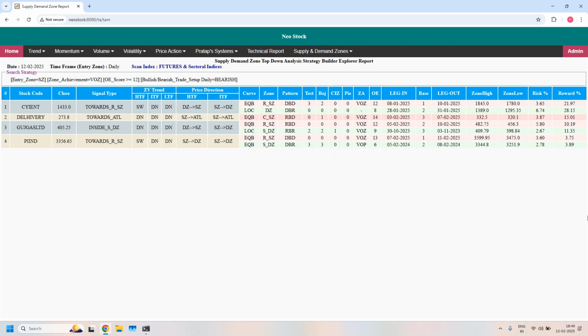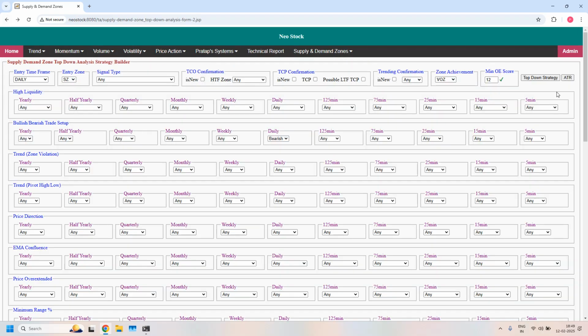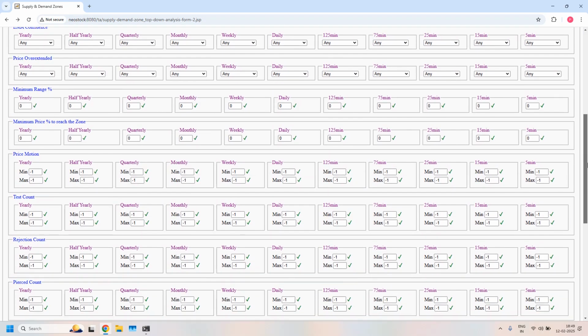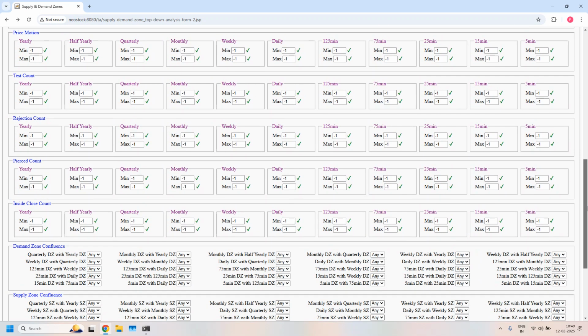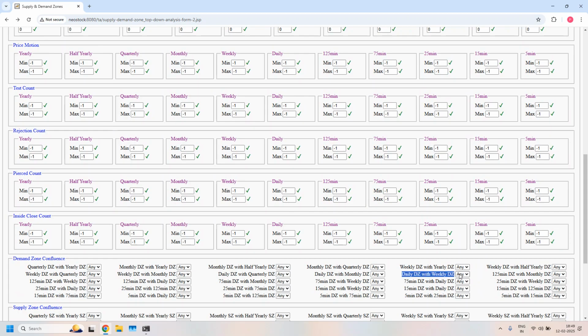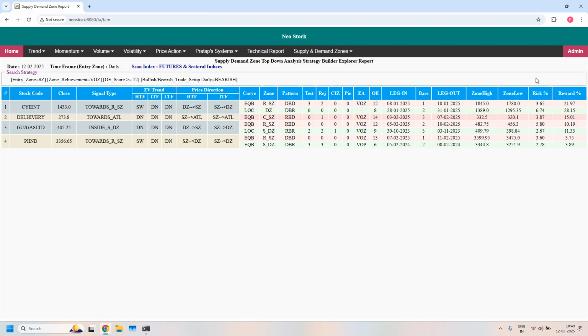Out of these four, how many daily supply zones are having ITF supply zone Confluence? Let us verify. That is a daily with weekly supply zone Confluence. Daily demand zone with weekly demand zone Confluence filter is enabled. With this filter, we got all the four stocks.